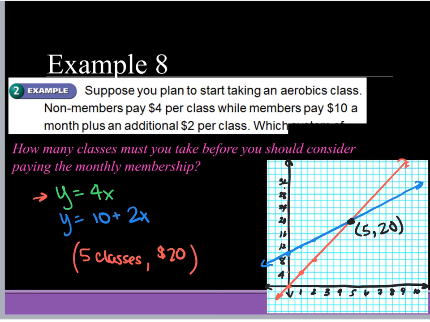So if I take 6 classes, I'm definitely going to have the better deal. But if I take anything less than 5 classes, so something like 3 classes, it's going to be better off for me to just do the pay per class. Because the 5 classes and the $20 fee, this is my break-even point.